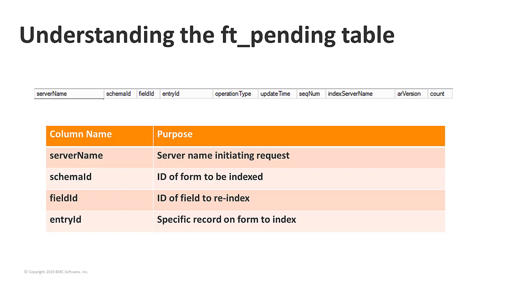At the top of the screen, you can see the column headers for the FT pending table. The server name column contains the server name of the server initiating the request. Jobs are inserted by an AR server that needs something indexed. The schema ID column is the schema ID of the form to be indexed. This should always have a value since every index is based on a form. So the field ID is when the job is to reindex a specific field on a form. This is populated with the field ID.